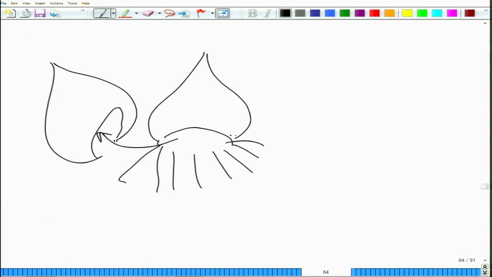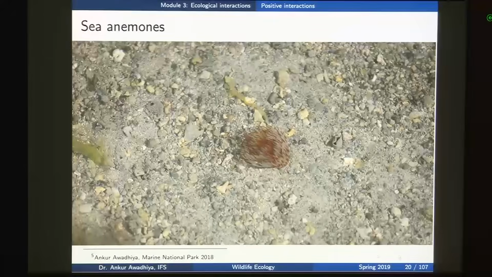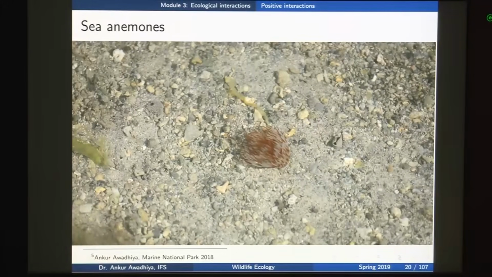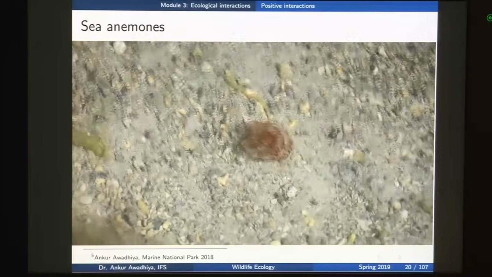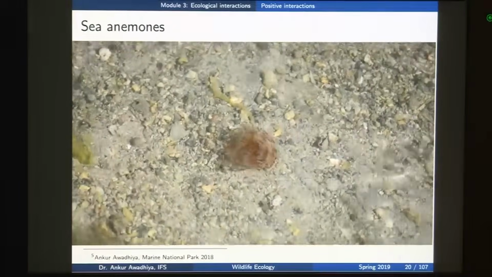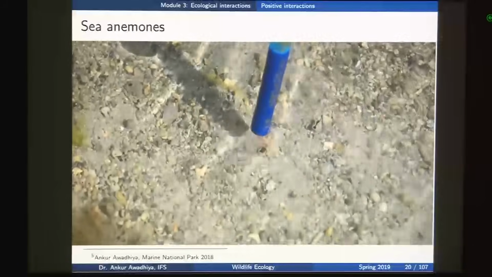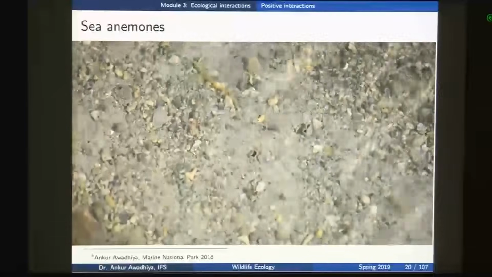On the other hand, we have these organisms. This is something that we observed in the Marine National Park in Gujarat. So, here we have sea water and here we have this animal, and this animal is known as a sea anemone. This is how it will look. It is a very beautiful looking animal, and this is a predator animal, but as soon as you touch it, it will get inside.